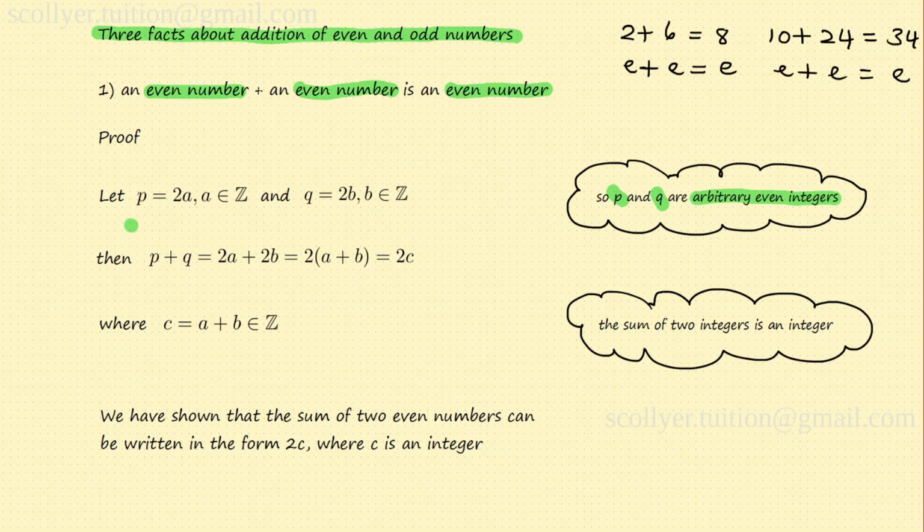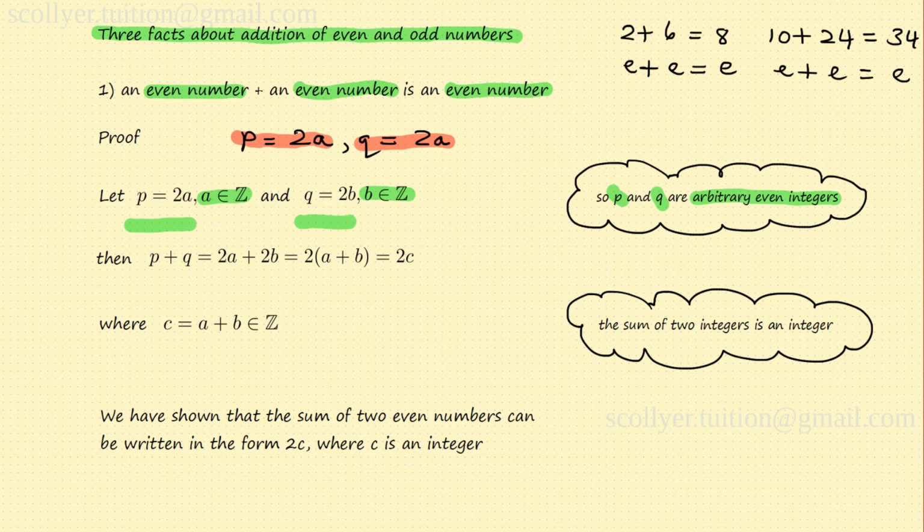So p, since it is even, can be written as 2 times a, where a is some integer. Q, since it is even, can be written as 2 times b, where b is some integer. And note that since we use different letters to define p and q, in terms of integers a and b, they can represent 2 arbitrary and in general different integers. Note that if we had written p equals 2a and q equals 2a, then p and q would represent arbitrary but identical integers. We don't want that.